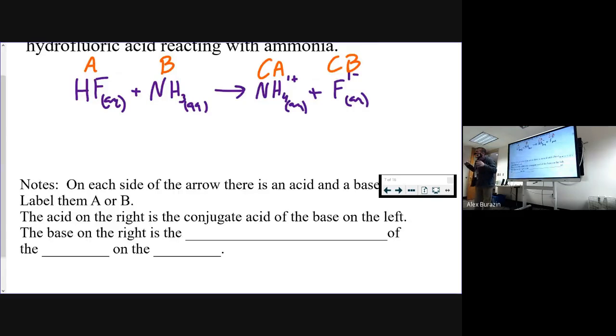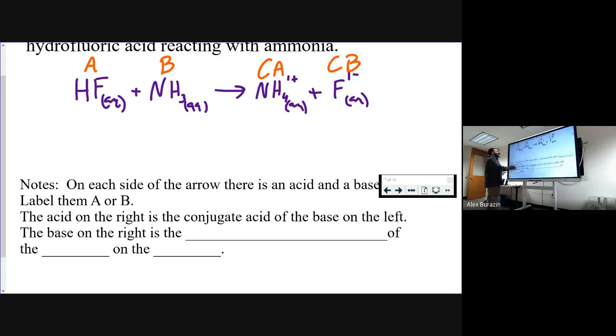Now, let me explain why these are what they are. If instead of running the reaction this way, I ran it backwards, which of these would donate a hydrogen to the other? The ammonium would donate a hydrogen to the fluoride, which means this is the donor, that's the acceptor. Based off Bronsted-Lowry's definitions, things that donate are acids, things that accept are bases. So you can look at it like that.